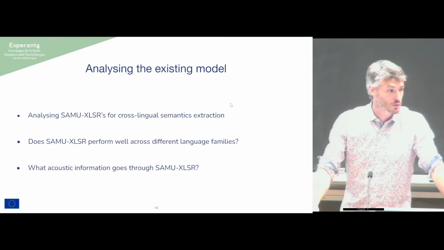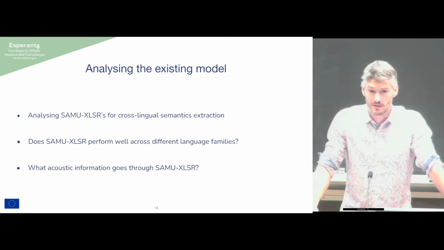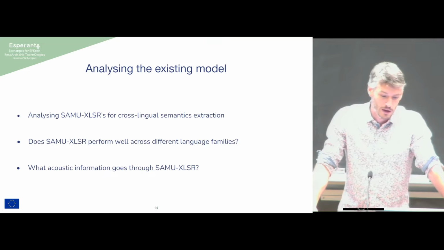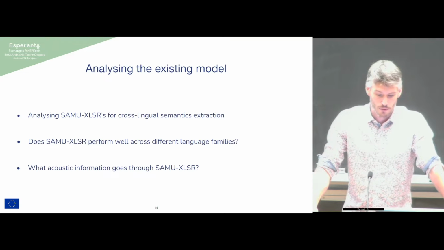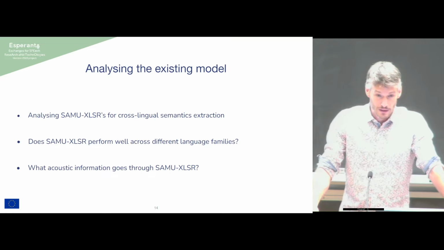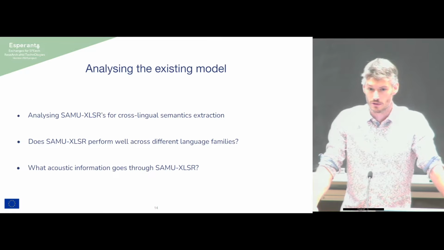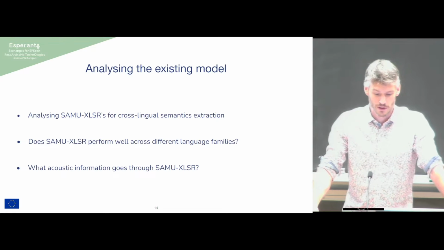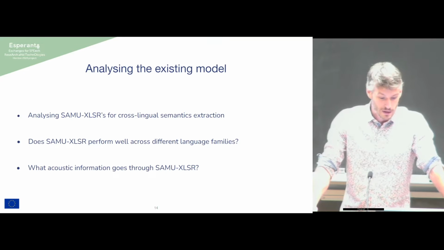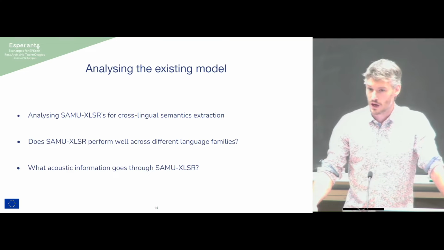So what we have been doing and what we are going to present today with all the team is first some analysis of this space. So we've been analyzing how the SAMU XLSR works to model the semantic information. Then we focused on the family of languages, assuming that some languages are closer than others. And so how does this representation space behave for different families? And also, what kind of acoustic information does this encoder keep in the representation to understand what we have in this common space?